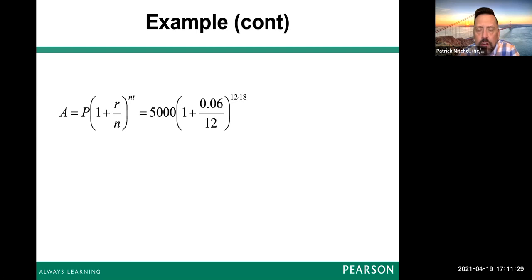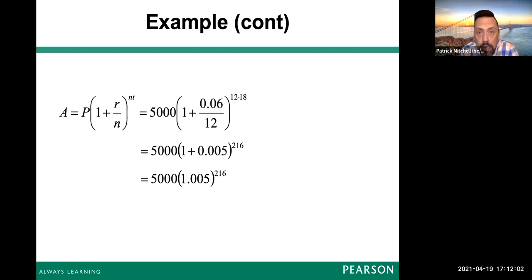And T is the amount of time for the investment. So that's 18 years. So that gives us 5,000 times 1 plus 0.06 over 12, and that whole thing to the power 12 times 18. All right, so first we do 0.06 divided by 12, which is 0.005. And at the same time, we can do 12 times 18, which is 216. Then we do 1 plus 0.005, which is 1.005.